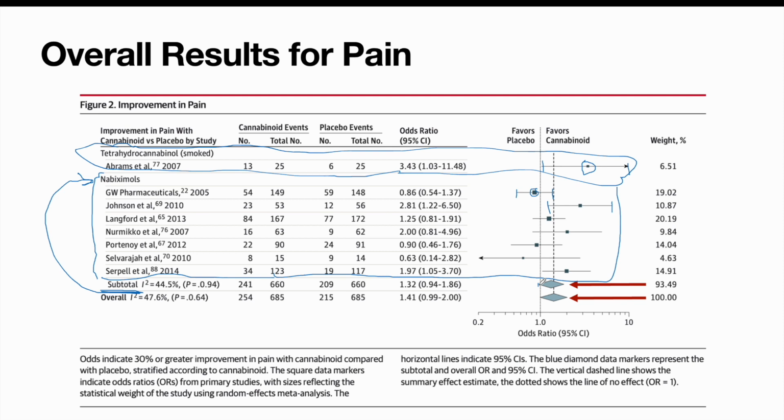So the evidence is not 100% strong for nabiximols compared with tetrahydrocannabinol all the way up here, which falls all the way on the right-hand side of the one. But when we add in the tetrahydrocannabinol with the nabiximols, we see our summary result is this diamond here. And it looks like if we want to just put them all in one category of cannabinoids, we can say, okay, yeah, we can see that improvement in pain is seen with cannabinoids. Okay.